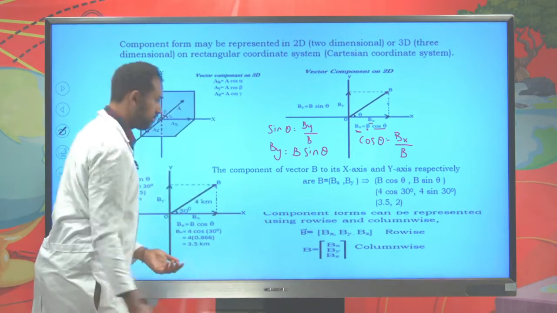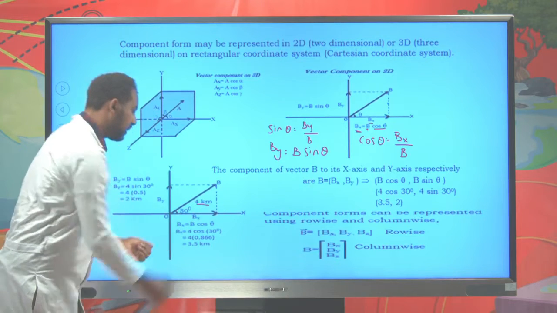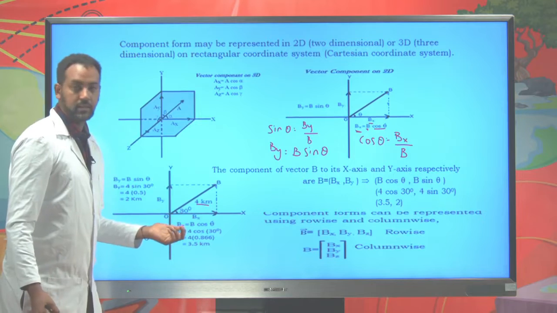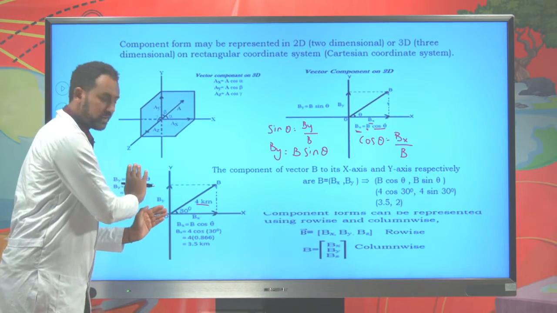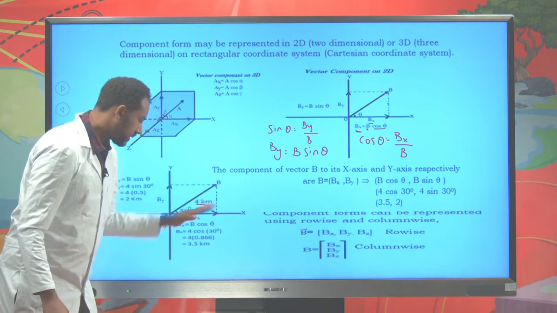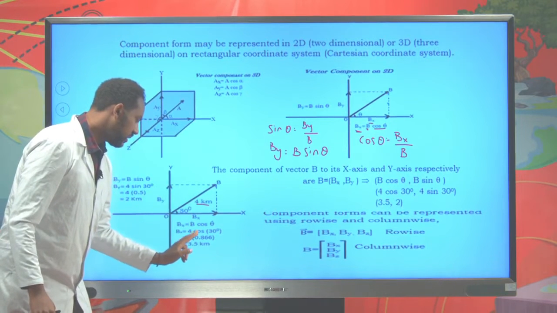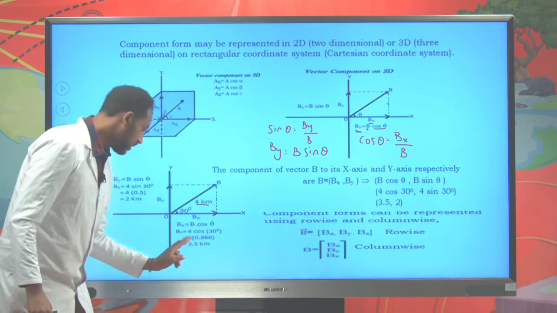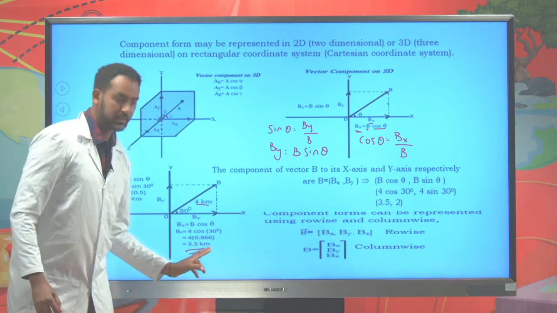Here you have one good example. In the previous example, the distance from O to B is 4 kilometers, and the angle is 30 degrees. What is the component of this vector onto the x-axis and onto the y-axis? The component along the x-axis is B cosine theta. B is 4 kilometers, cos 30 gives us 0.866. When you multiply this, you find it to be 3.5 kilometers.